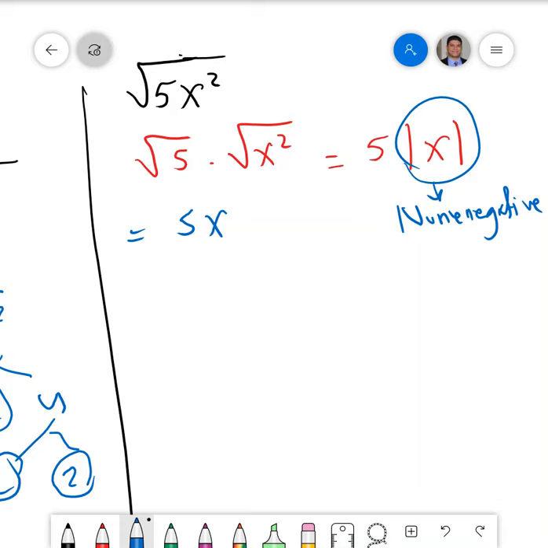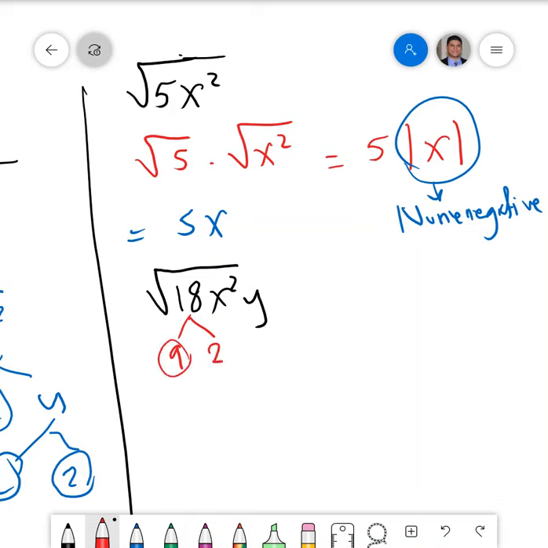Okay, here is another example: square root of 18 x squared y. Now we need to look for perfect square factors. So we can write 18 as 9 times 2, because 9 is a perfect square, and we have x squared as a perfect square. Now let us rewrite it as square root of 9 times 2 times x squared times y.